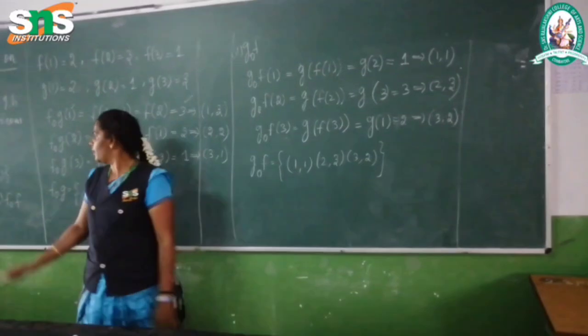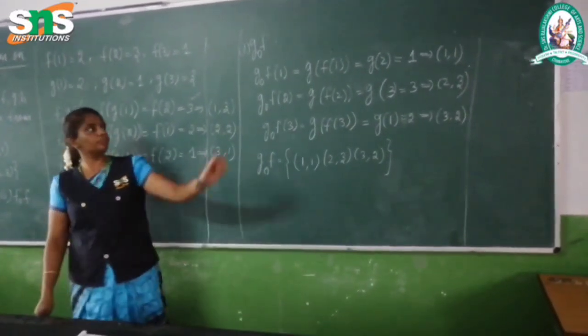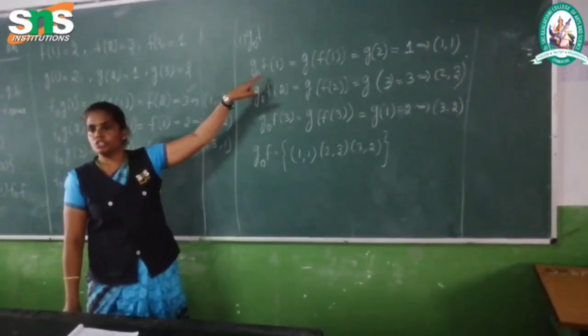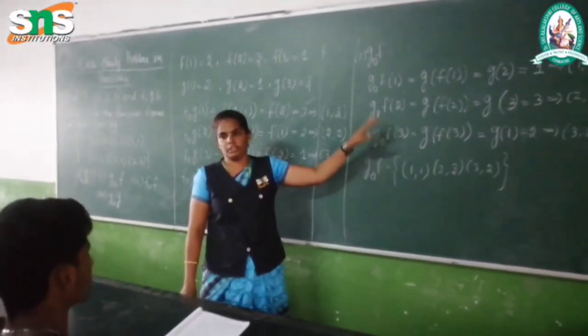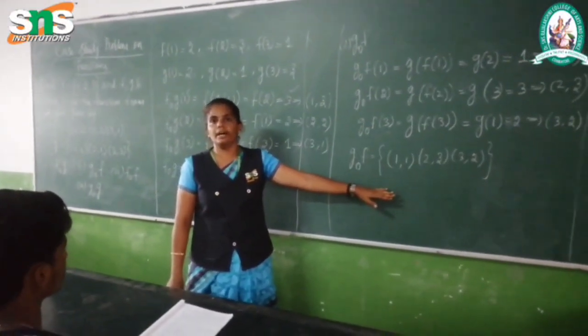And for the final g composition g, we have to calculate the value of g composition g of 1, g composition g of 2, and g composition g of 3. Finally, we have to conclude our answer.